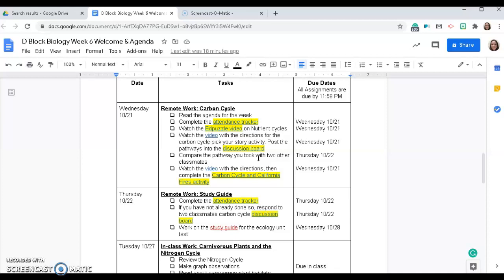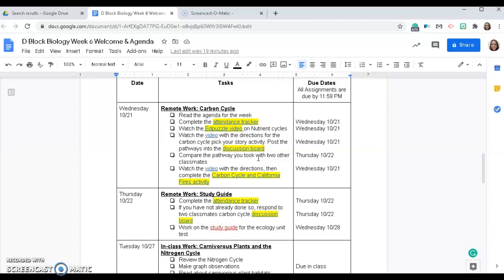That is due on Wednesday, your initial post, and then by your next remote day, compare the pathway you took with 2 other classmates. The last time we did a discussion board, a lot of people did it, but did not respond to other classmates. You lose points for not responding to other classmates, so please make sure you do that. And then you're going to do the short activity on the carbon cycle and the California fires.